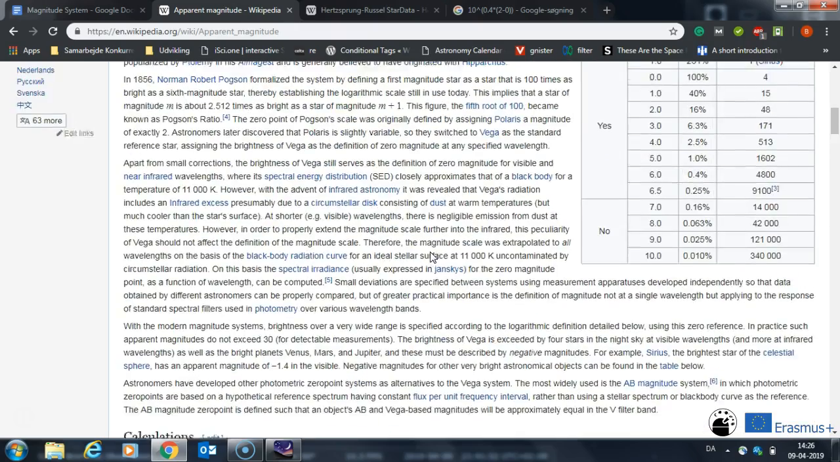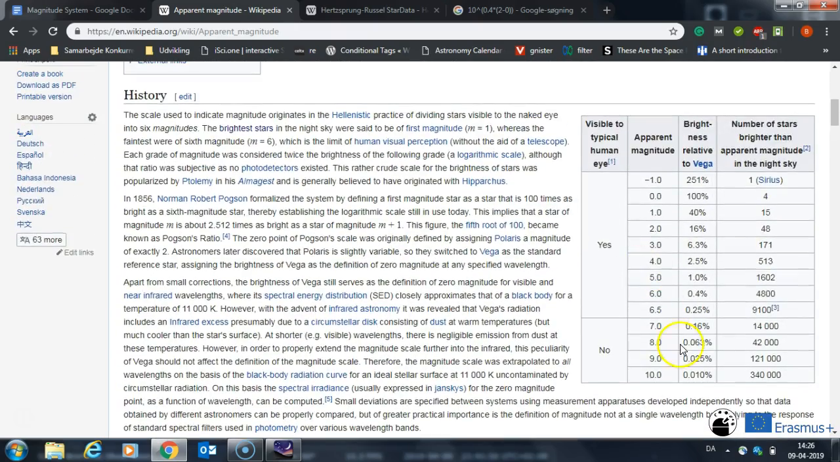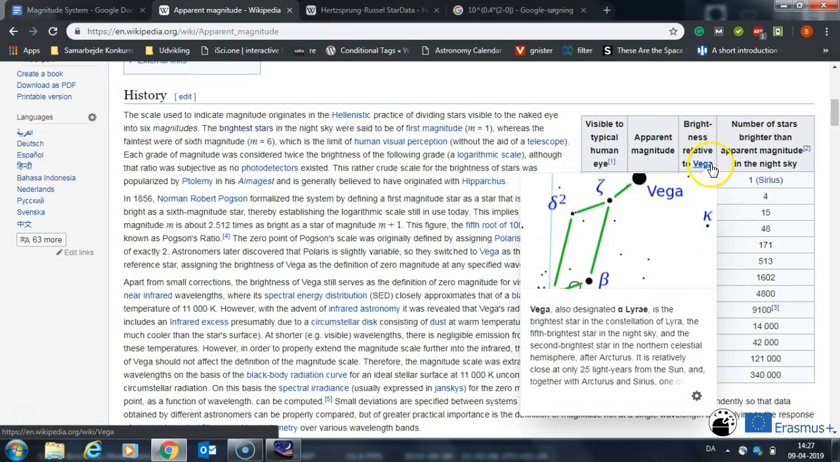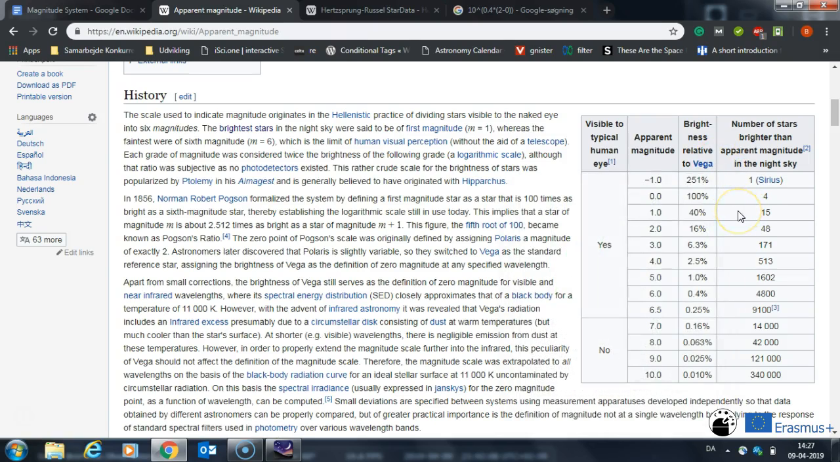And in reference, you can also go up to this table here, which is really nice. You'll actually see that there's a 2.0 magnitude, apparent magnitude, which is roughly 16% of the brightness relative to Vega. Now Vega is chosen in the system as the reference star. So that's just one important notice in the calculation of the apparent magnitudes.